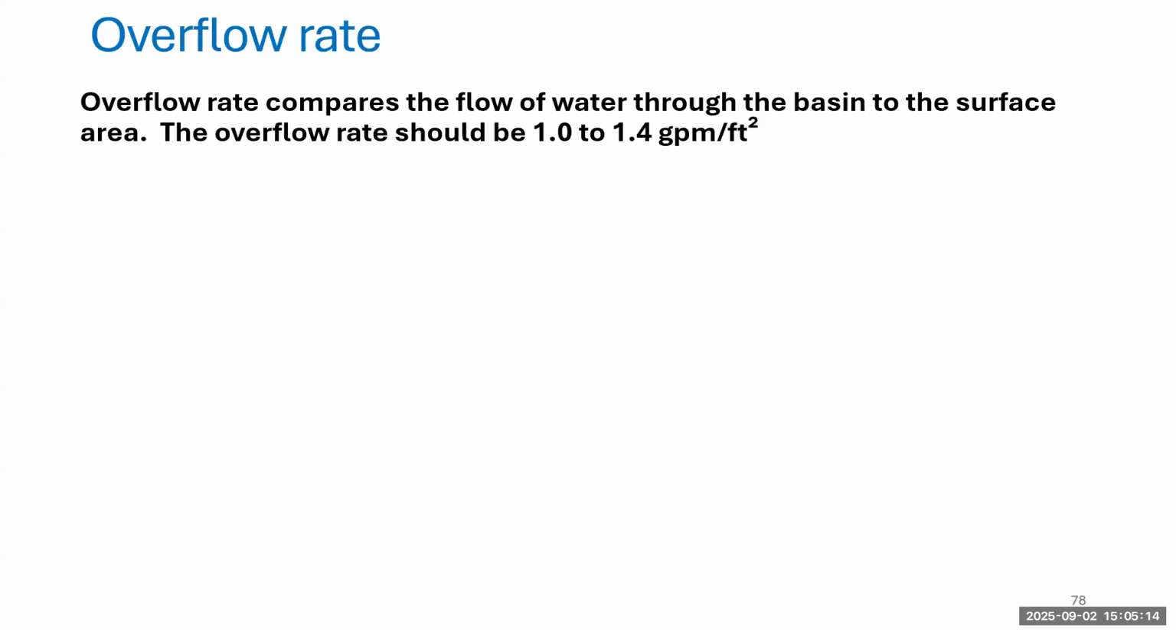Now, the overflow rate is directly related to these concepts we've been talking about. This can be expressed in a couple different ways. We're going to use gallons per minute per square foot, and generally we want our overflow rate to be between like 1 and 1.4 gallons per minute per square foot, but not too much over that. That's the general design. We might want it to be a lot less if we had a bunch of small particles that needed time to settle.